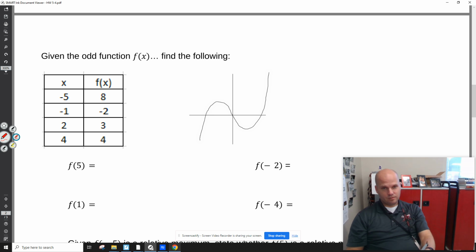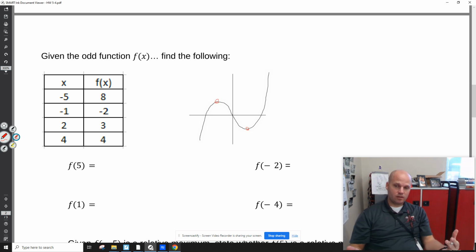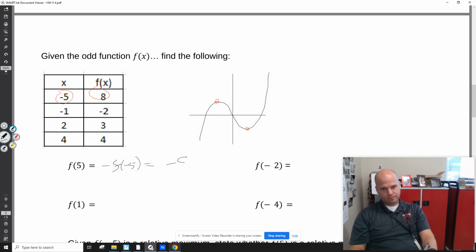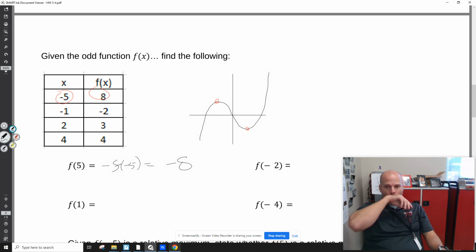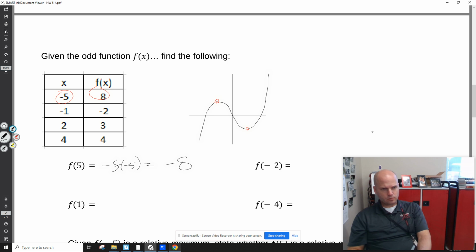You can see, if you have a max on one side, an odd function will have a min on the other side. We see the opposite values. If f of negative 5 is 8, f of 5 has to be the opposite of f of negative 5, which is negative 8. It's that rotational symmetry. Two reflections.